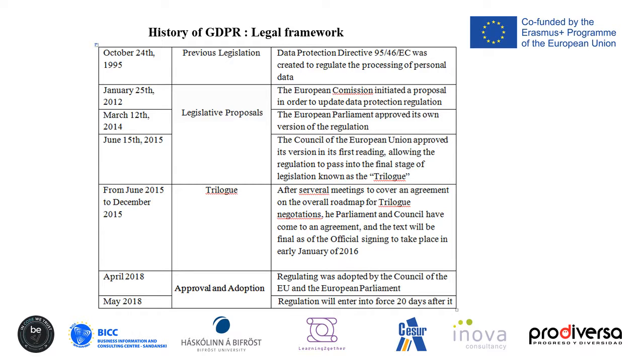So as we can see here, everything started in October 1995 with a previous legislation, the Data Protection Directive, 95/46/EC, which was created to regulate the processing of personal data. Later, between January 2012 and June 2015, there were several legislative proposals. The European Commission initiated a proposal in order to update the data protection regulation of 1995. Later, in 2014, the European Parliament approved its own version of the regulation.